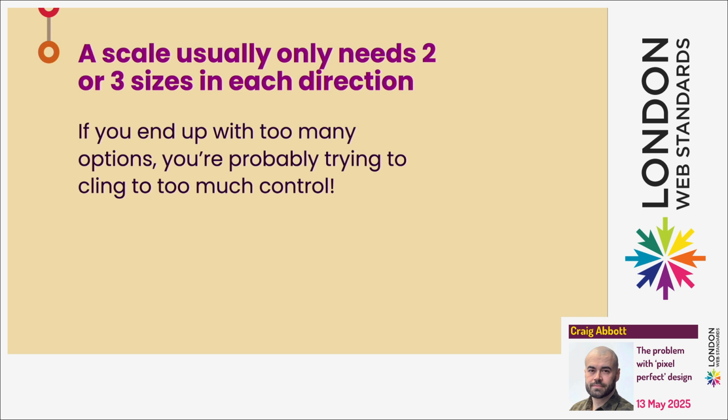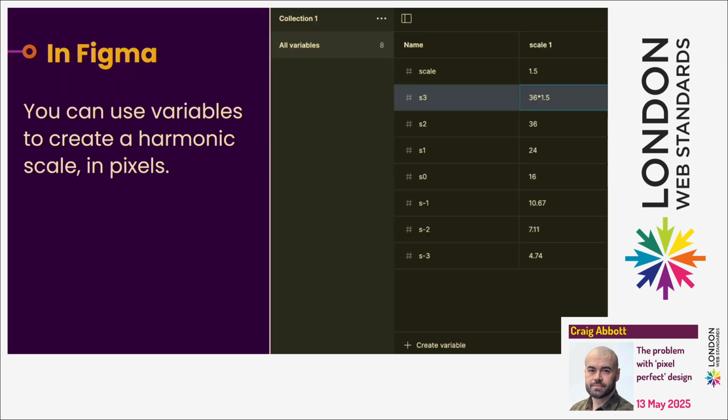If you end up with too many options, then you're probably trying to cling to too much control and you just need to relinquish it. So in Figma, we can use variables to create a harmonic scale in pixels. You can go into Figma and set up a whole bunch of number variables. The only annoying thing about Figma is you can't calculate off another variable. Sorry, the only annoying thing in this context about Figma.